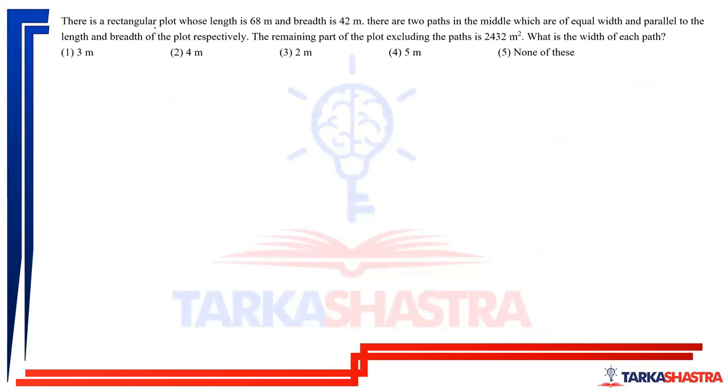There is a rectangular plot whose length is 68 and breadth is 42. There are two paths in the middle. Okay. There is a rectangular plot whose length is 68.